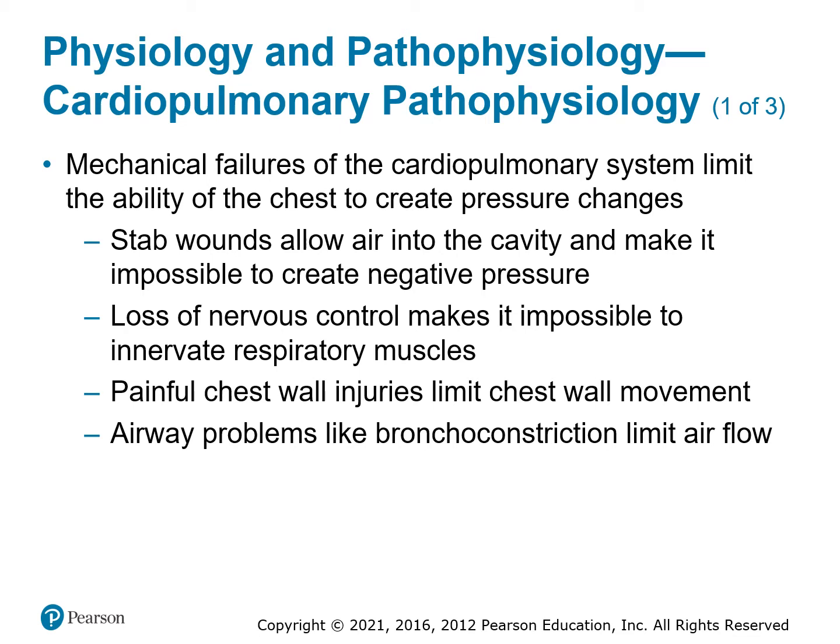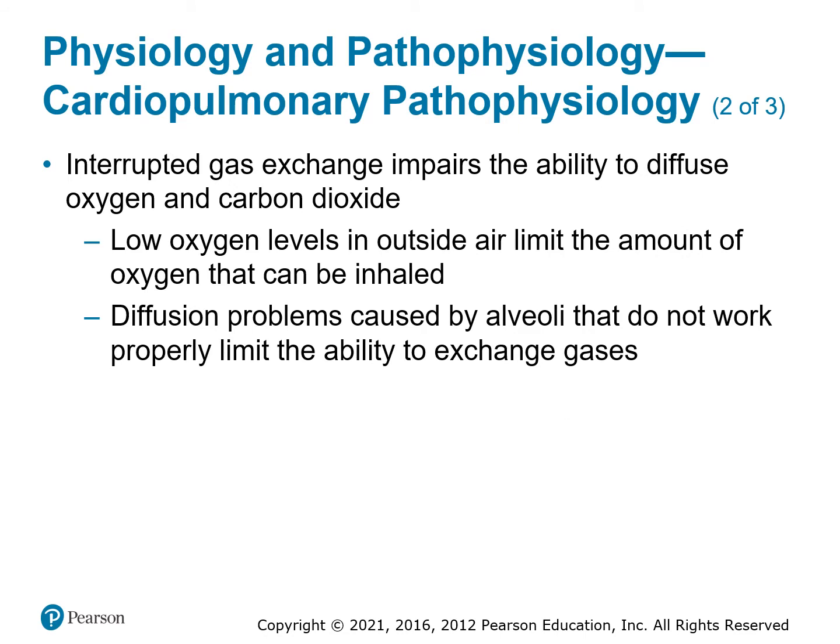And things like bronchoconstriction or an asthma attack. This causes narrowing of the bronchioles, limiting the amount of air that's drawn into the lungs as well. Other issues that may disrupt this cardiopulmonary system are things like the percentage of oxygen in the air that we are breathing. So if we don't have the adequate amount of oxygen in the air that we are breathing, then we're not going to have the adequate amount of oxygen reaching the alveoli either.